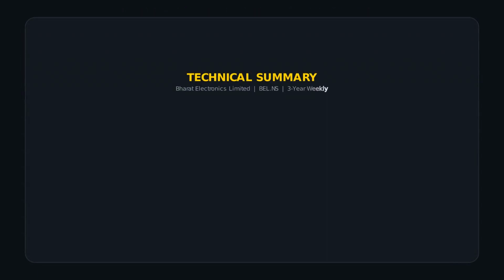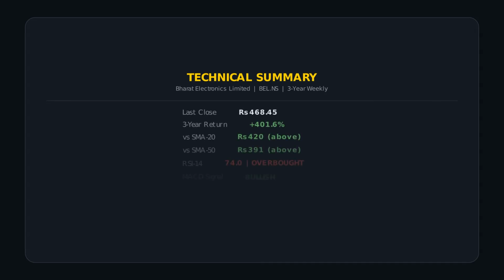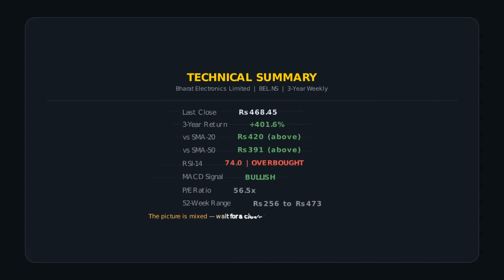Here is the complete technical summary for Bharat Electronics Limited. The stock has returned plus 401.6% over 3 years. RSI is 74, overbought. MACD is bullish. Price is above the 50-day moving average. The picture is mixed. Wait for a clearer directional signal before acting. Remember, this is math. Every number here has a formula behind it.